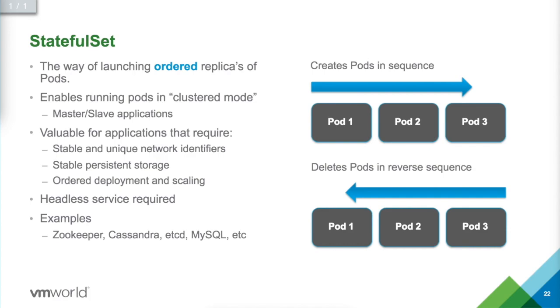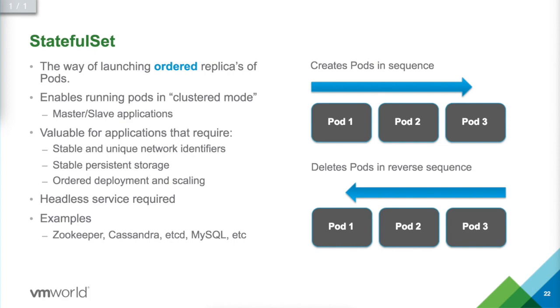So what does stateful set do? It launches multiple replicas of pods using the same image in sequential order. To be more exact, it manages the deployment and scaling of a set of pods and provides guarantees about the ordering and uniqueness of these pods. You can specify as many replicas as you want. So pod 1 will be created, then pod 2, then pod 3, and so on.